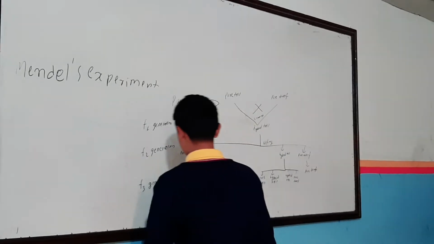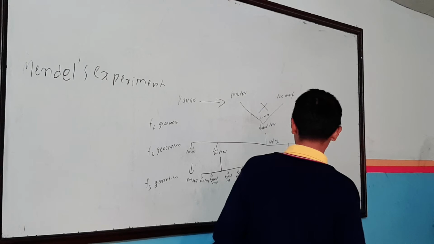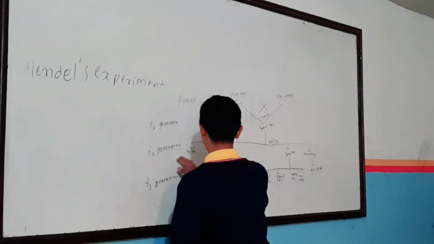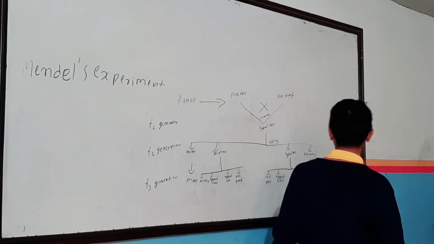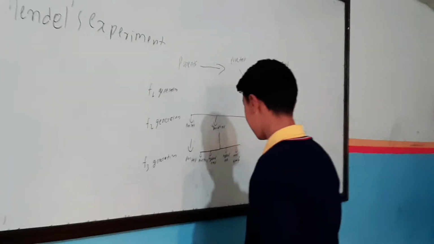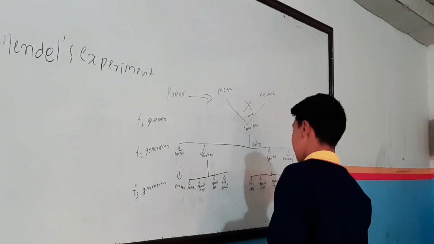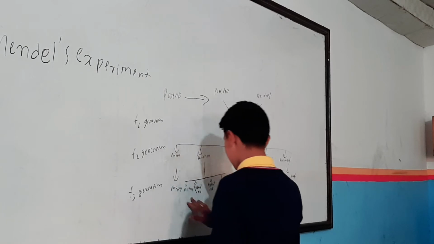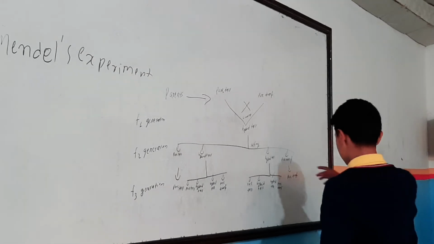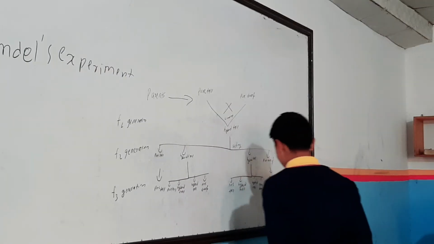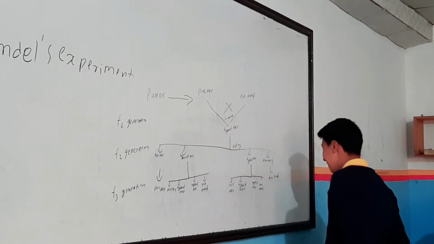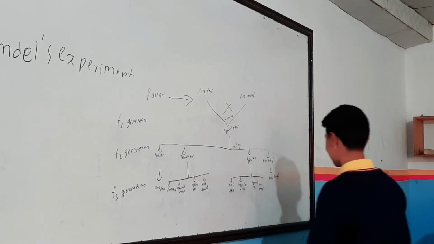In the F1 generation, in the F2 generation, the hybrid gives pure tall, hybrid and pure dwarf. In the F3 generation, pure tall gives pure tall. Hybrid gives pure tall, hybrid and pure dwarf. Pure dwarf gives pure dwarf.